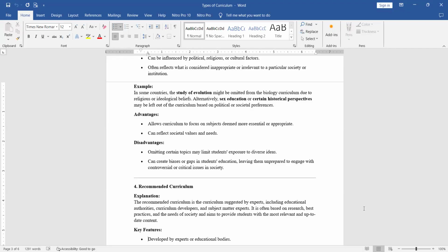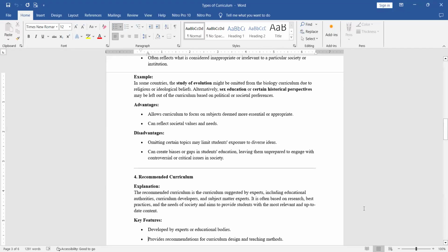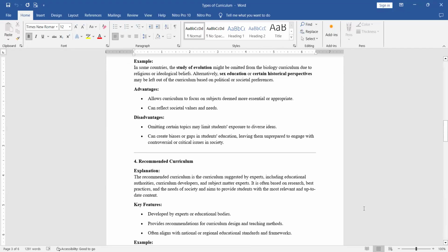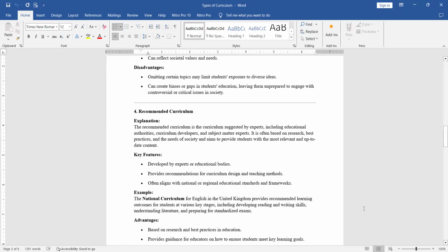Actually, they lack exposure to these subjects. Their opportunity to learn diverse subjects is not given to them. That is null curriculum. Then we'll go to the recommended curriculum, the fourth type.